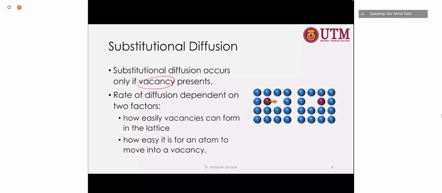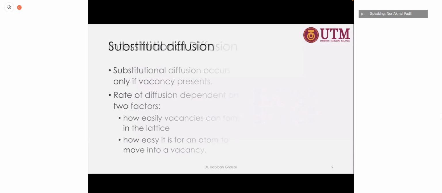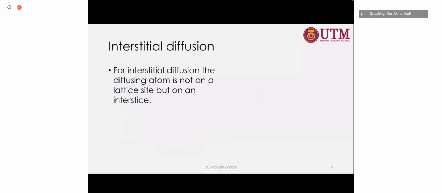So the rate of diffusion depends on two factors. One is how easily vacancies can form in the lattice, and the other is how easy it is for an atom to move into a vacancy. Let's say the material is during solidification, the normal condition of that particular material. Once it has solidified, if the number of vacancies is huge compared to other materials, that material is able to be diffused with foreign atoms.